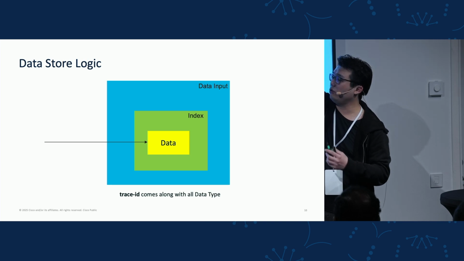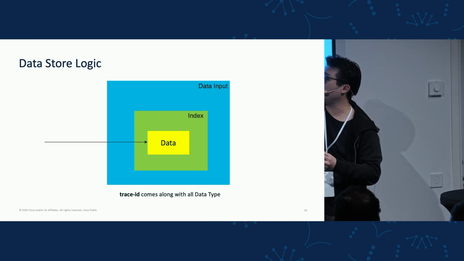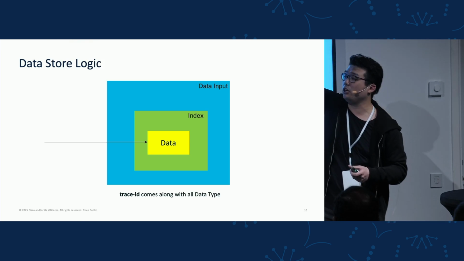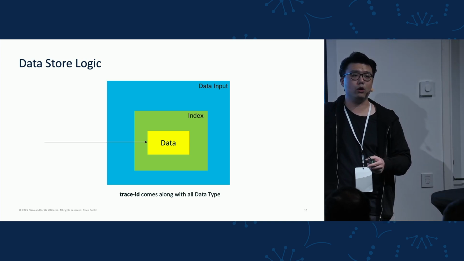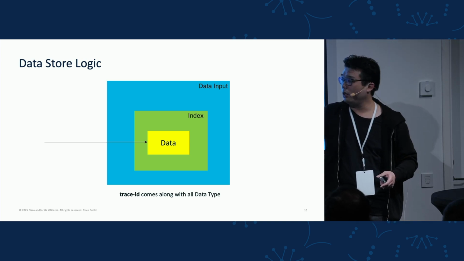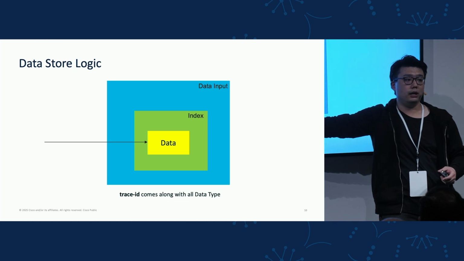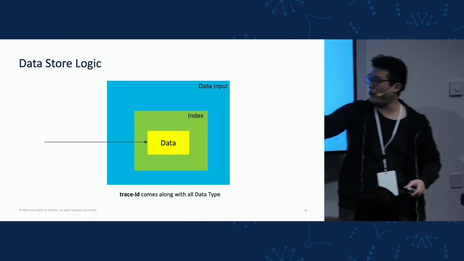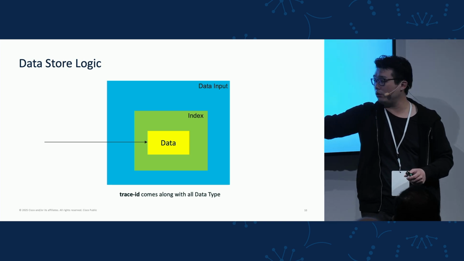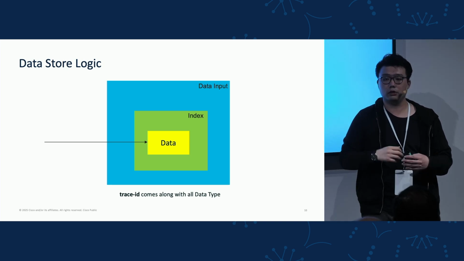So it's like peeling an egg, one layer after another. Eventually, your data belongs to an index, and your index belongs to a data input. And for each piece of data you send, it comes with a trace ID. So if something goes wrong and you lost data, you should look for whether the trace ID has left NSO, has left the collector, and whether it arrived at Splunk or not. Or it arrived at Splunk, but Splunk decided to ditch it in some way.